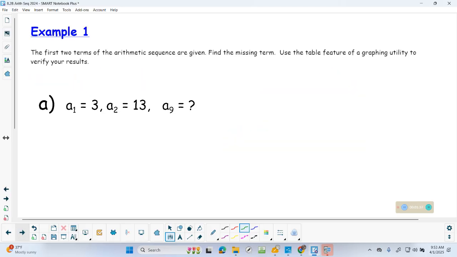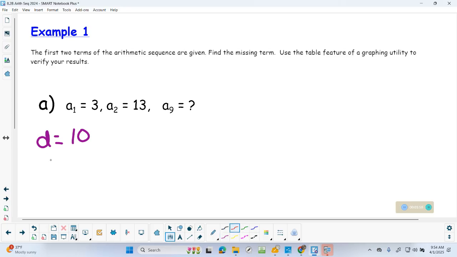All right, let's get into the sums here. So the first 2 terms of the sequence are given, find the missing term, and then of course we're going to practice some of this and get into the sums. First things first, whenever you're doing these arithmetic problems, you need that difference. Well, this one's pretty easy to do. The first term's 3, the second term is 13. What's your common difference? 10. Just some quick, easy mental math.